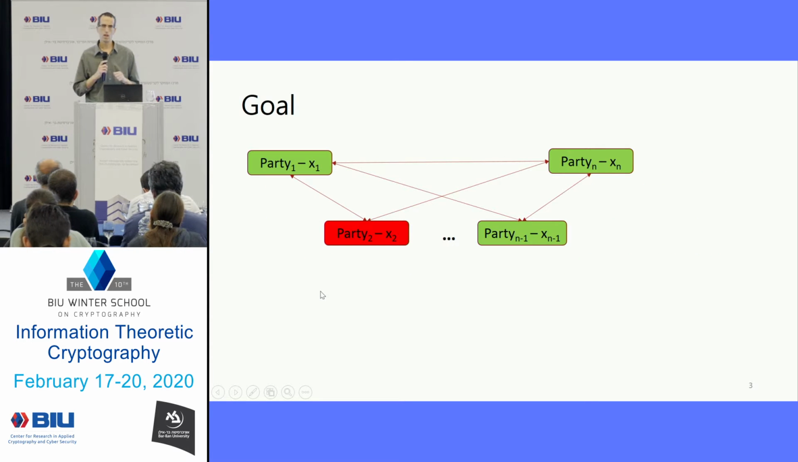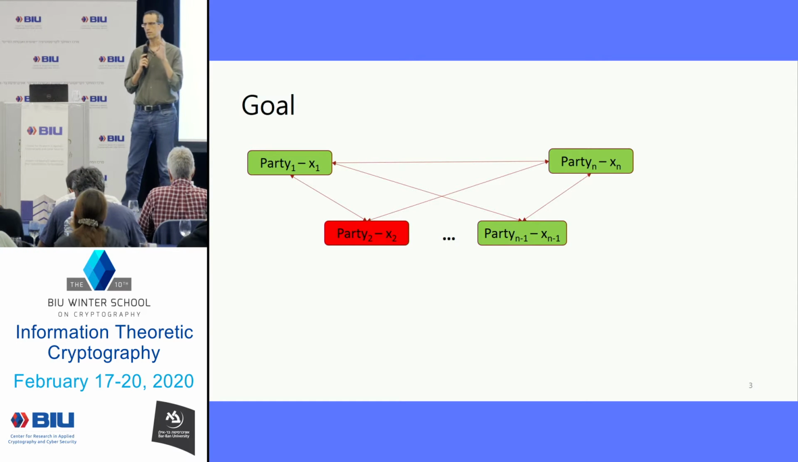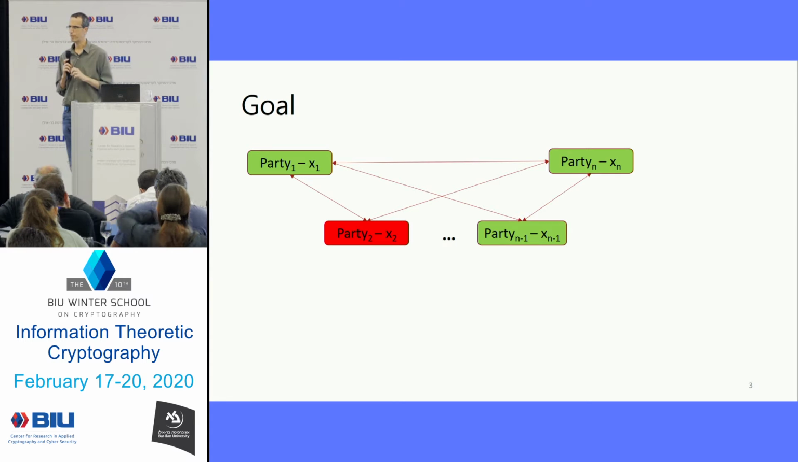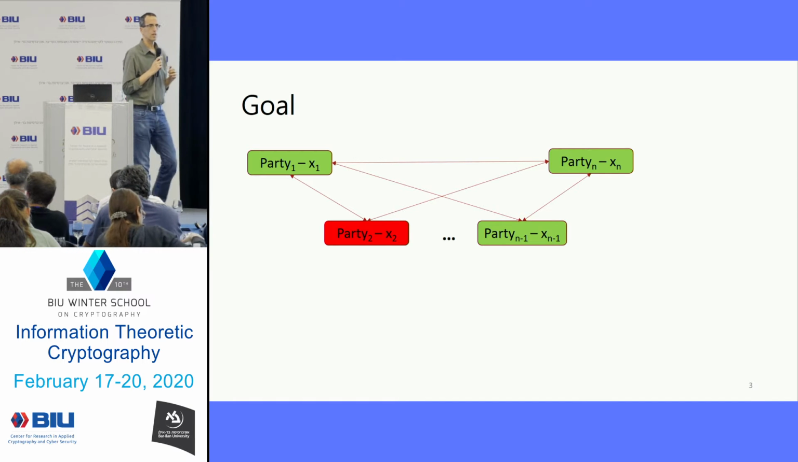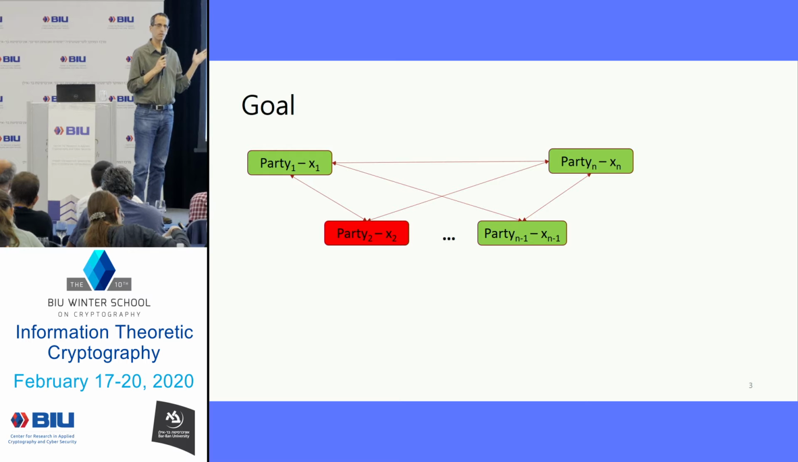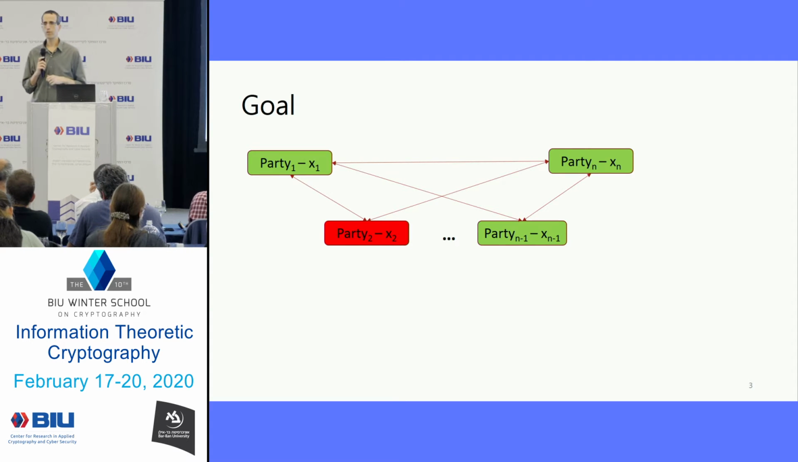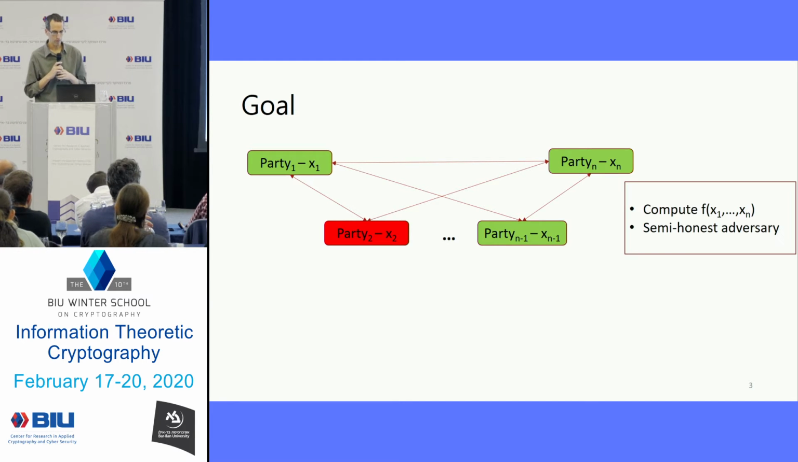What is our goal? This is about MPC, but it's not everything about MPC. I'm going to focus on one general area of MPC. So we have some MPC protocol. We have a bunch of parties, and a majority of them are good, in green. A small number, a minority, are bad, in red. And they want to compute some function.